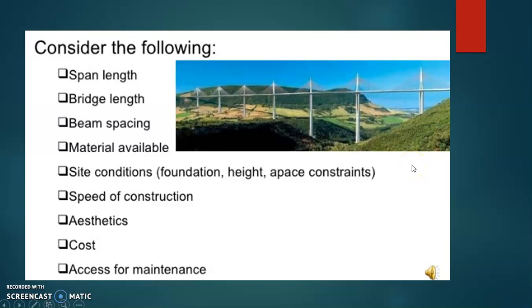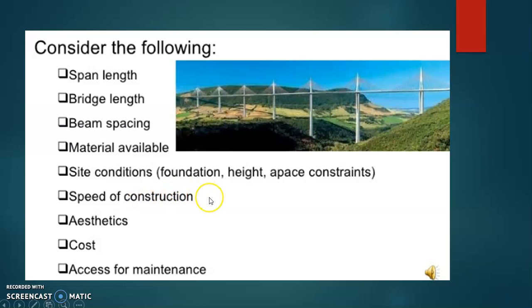So the type of bridge is chosen considering these reasons: the span length, the bridge length, the beam spacing, and material availability. Like in Malaysia, we have concrete in a huge amount, but we don't have steel on a big scale. That's why we prefer to use reinforced concrete. Even the KLCC foundation uses RC.